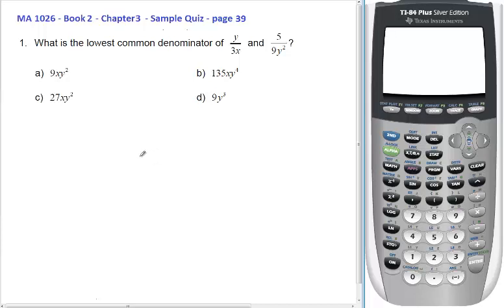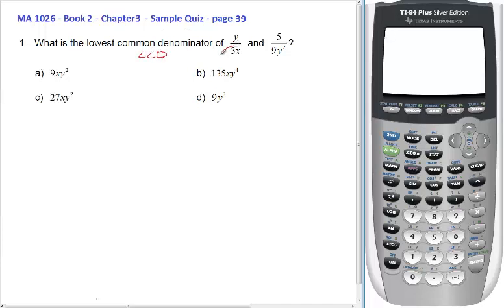There's only 5 multiple choice I think in this quiz, maybe somewhere around there, and then come back and look at the solutions if you have any questions. So what is the lowest common denominator? Now I'm looking for the LCD, lowest common denominator, sometimes called the least common denominator, right? We're looking for the LCD.